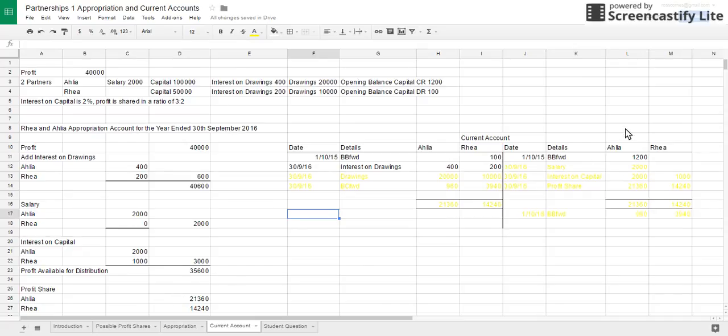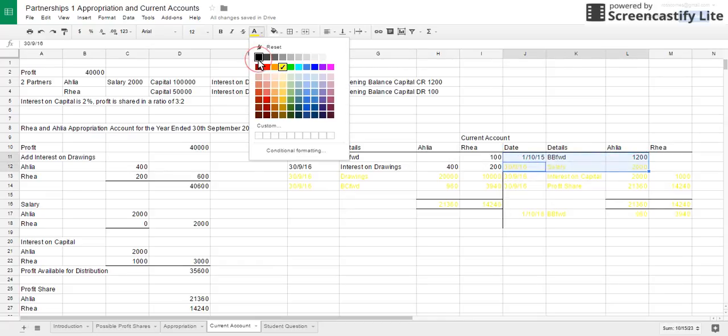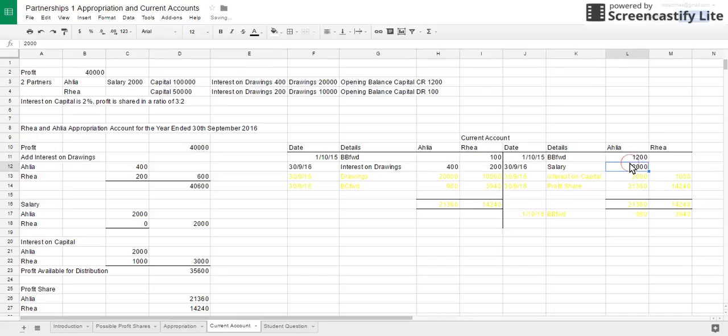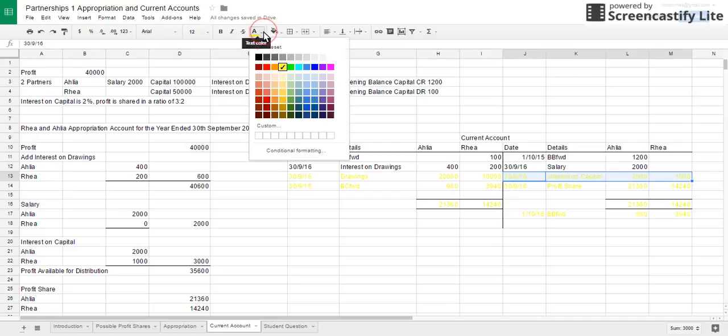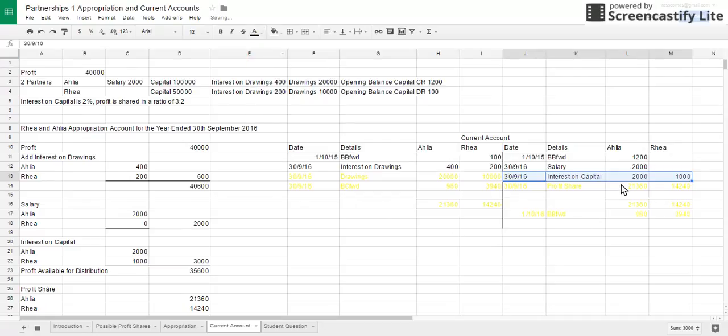All the others go on the credit side because it's all extra money the partners are entitled to take out. So the salary goes in there because Alia is now entitled to take out $2,000 as drawings from the business. The interest on capital goes in, meaning that Alia can also take out $200 as drawings because of the interest on her extra capital, and Ria only $1,000, and then we put in the profit share.